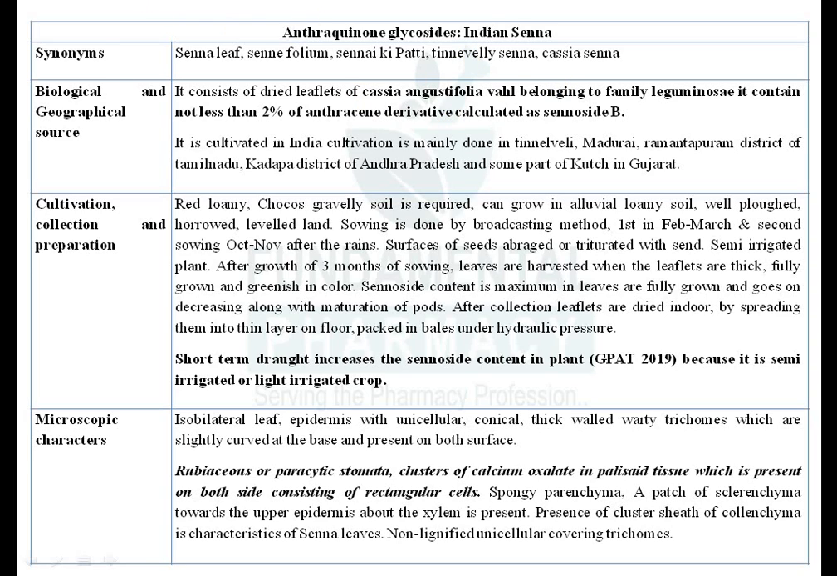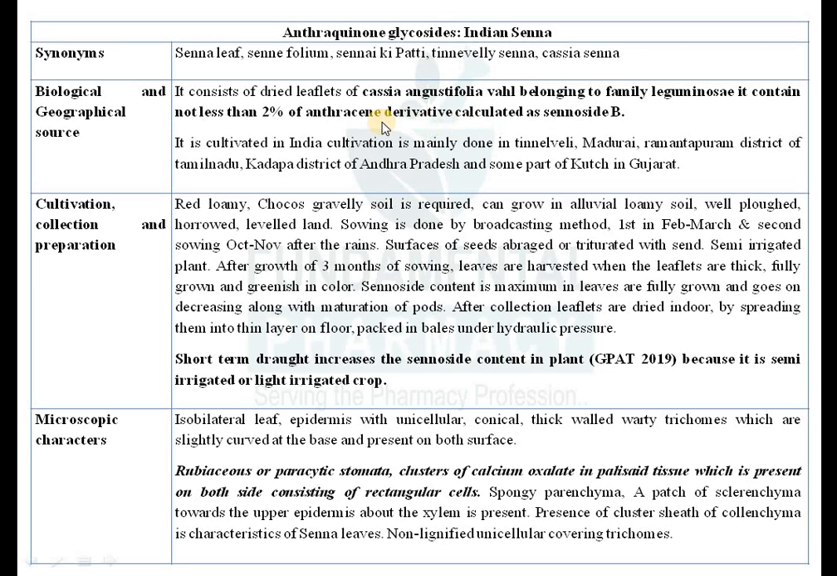In the anthraquinone glycosides, this one drug is very important: Senna, Indian Senna. This drug is very important because in 2019 there was a question on this Senna, and most of the time they used to ask questions on Senna. It is a very important drug. What are the different synonyms for Indian Senna? It is also known as Senna leaf, Senna folium, Senna ki patti, Tinnevelli Senna, Cassia Senna. All these are synonyms for Indian Senna.